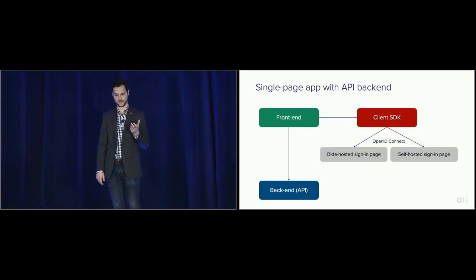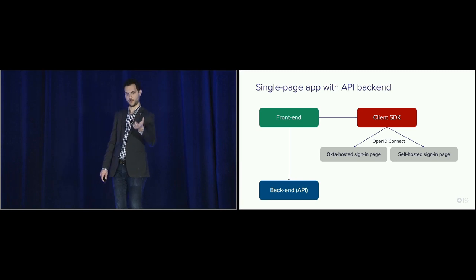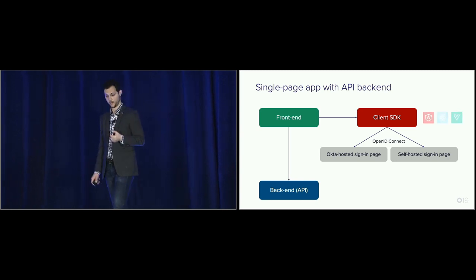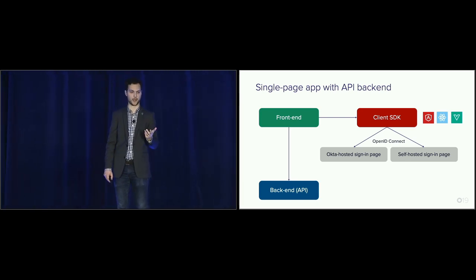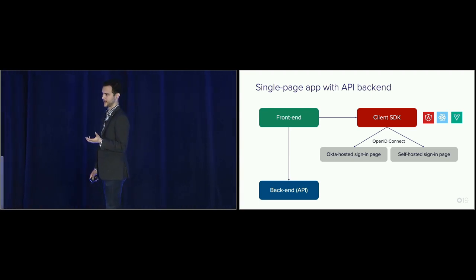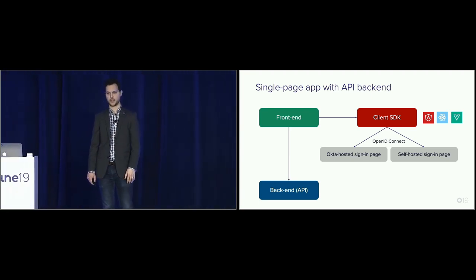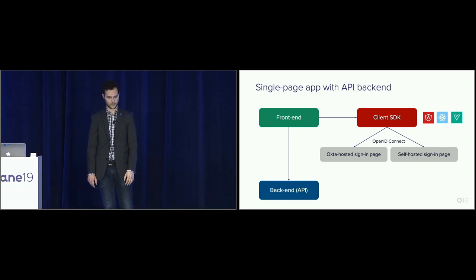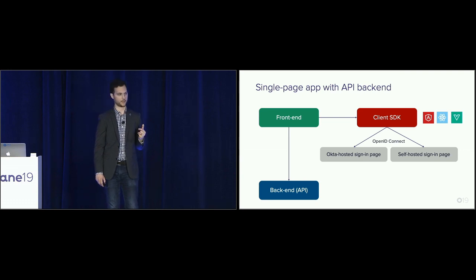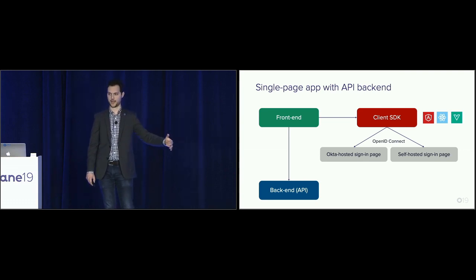So if this looks something like the architecture that you're working on, we've built some client SDKs that help you do that, signing the user into the front-end piece really easily. We built these for Angular, for React, and for Vue, probably the three most popular front-end frameworks today. And what that client SDK does, our Angular SDK, for example, is make it really easy to sign the user into Okta, or sign the user into your app via Okta. You can do that either by redirecting to a sign-in page hosted by Okta or by using a sign-in page that's already built inside of your application.